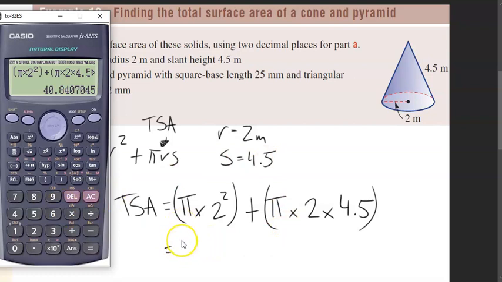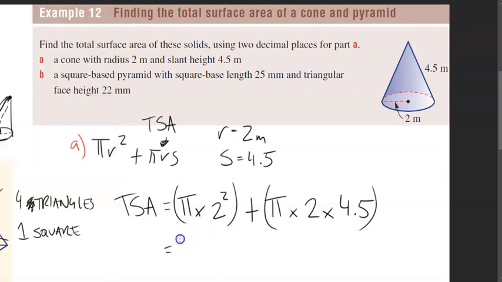Okay, so 2 decimal places. This is 40.84. Remember, you just have to press the SD button if it shows up as 13 pi. 40.84. So 40.84 squared meters is the total surface area.